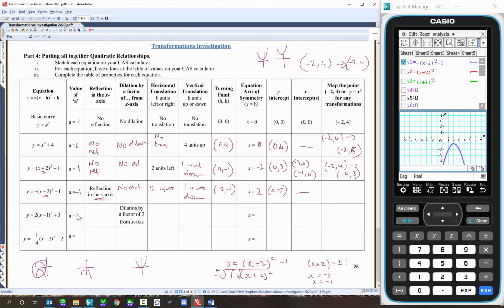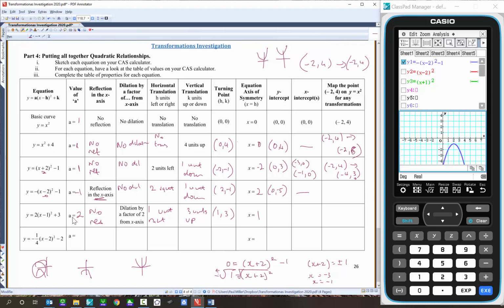So our A value is 2, no reflection because it's positive, dilation by a factor of 2 from the x-axis. All right, what's the horizontal translation? 1 unit right and 3 units up. All right, turning point. We'll change the turning point by translation. So 1 unit right will be 1, 3 units up will be 3. Moves the axis of symmetry 1 unit to the right as well.